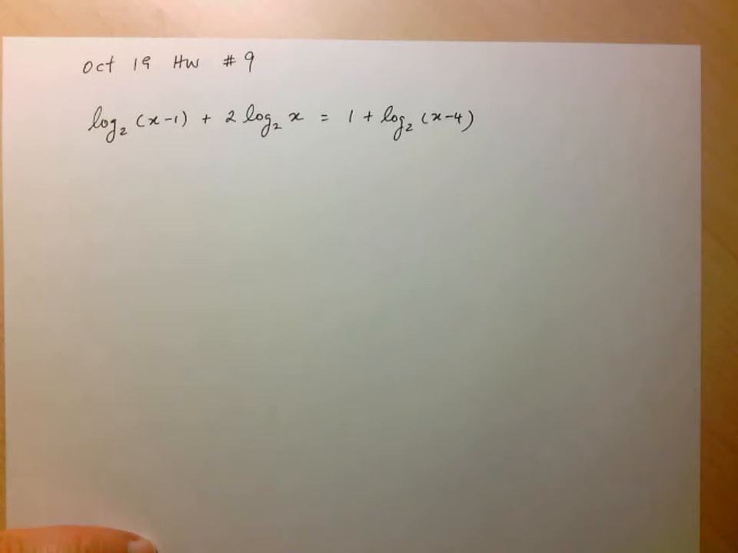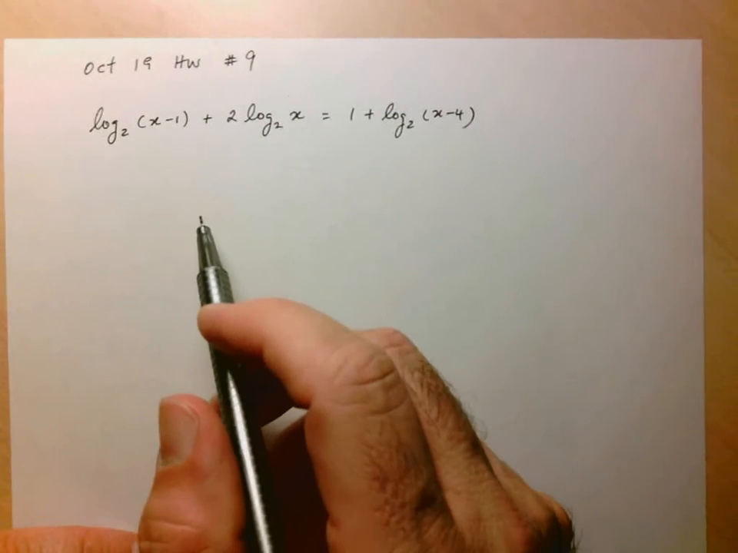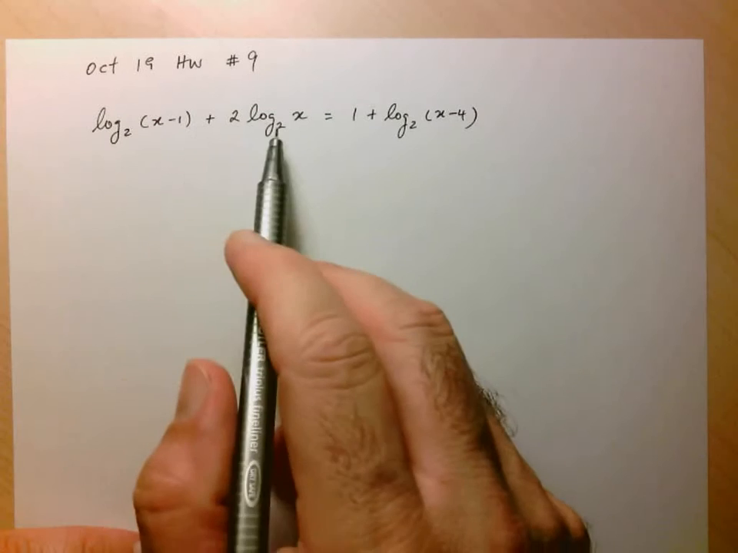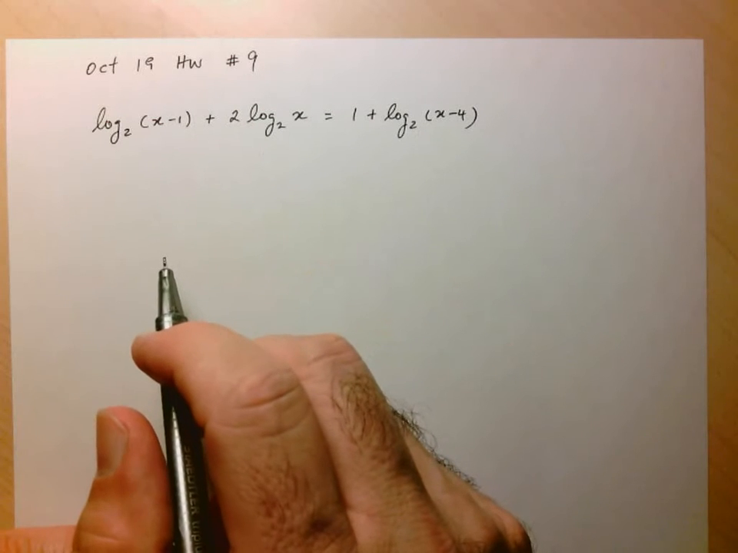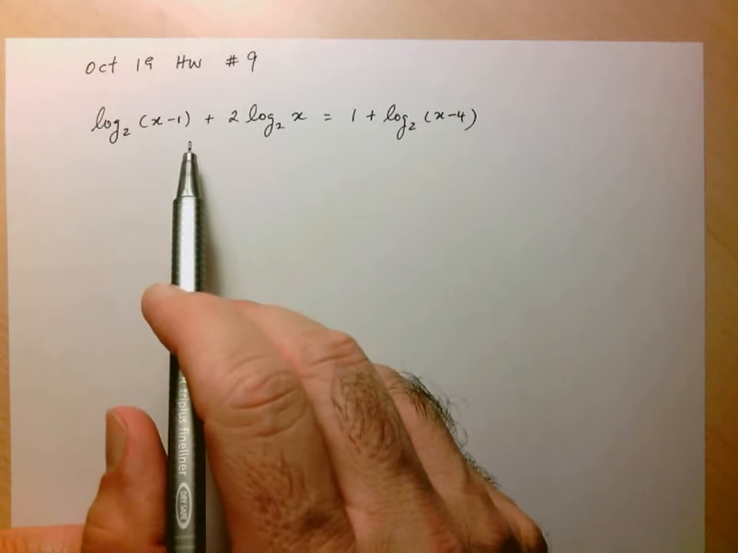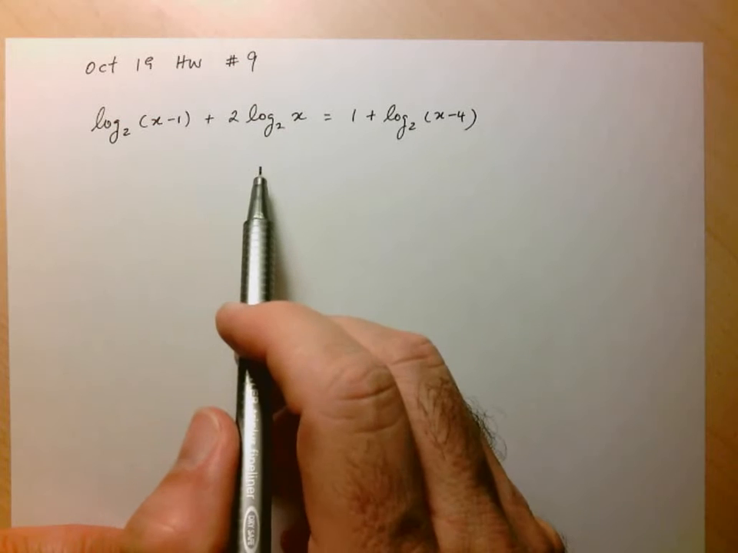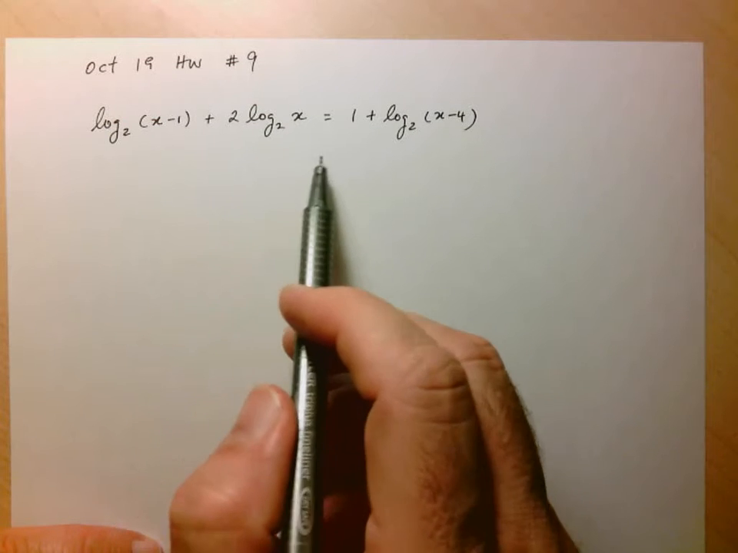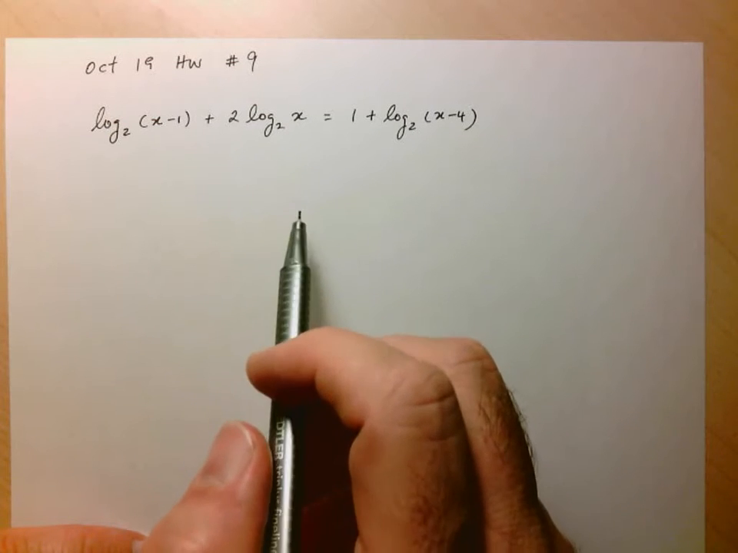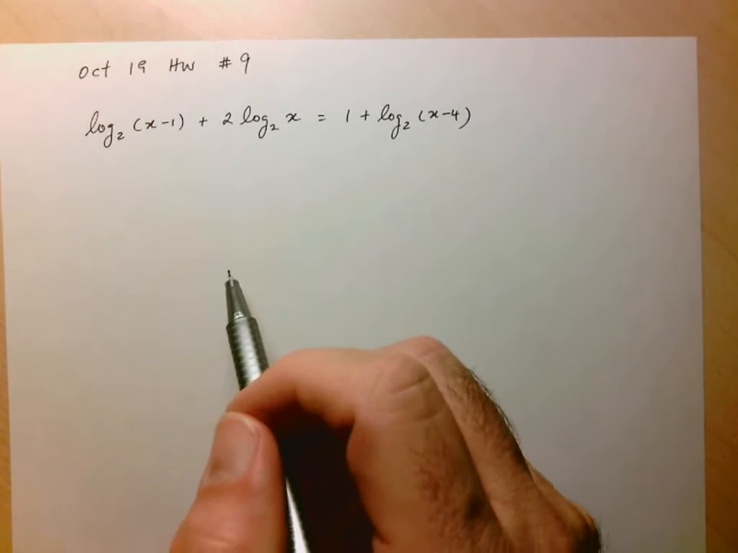Hi folks, we're going to take a look at number 9 from the October 19th homework. So here we've got a logarithmic equation, and it's one of these where we've got several logarithms that contain variables. Remember that our main goal for solving these equations is to eventually have one single logarithm on one side of the equation equal to some number, so I can then change that into exponential form and hopefully get something I can solve.